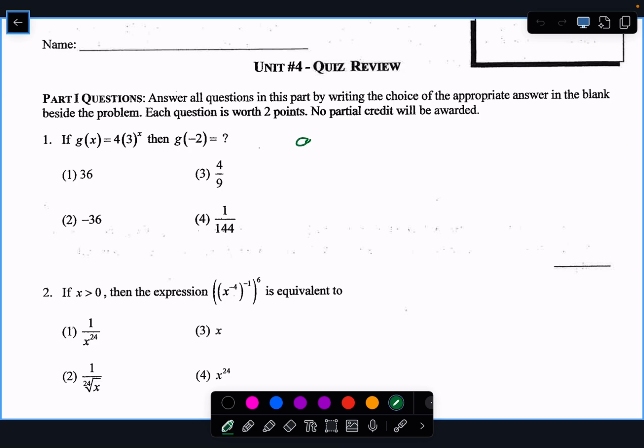All right, so g of -2 is equal to 4 times 3 raised to the -2 power. You can put that in your calculator exactly the way you see it, right? But if you wanted to deal with the -2, it becomes 3 over, raised to the second power. That's how we make negative exponents positive, by taking its reciprocal. And then that's equal to 4 over 9, which is choice number 3.